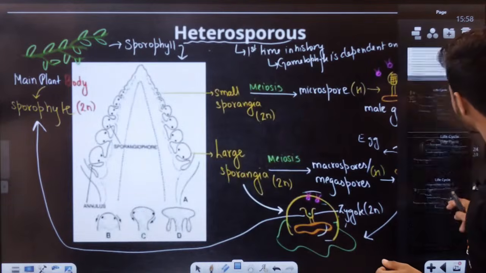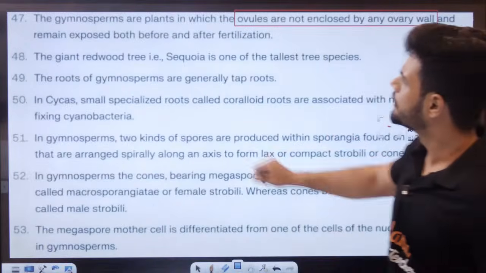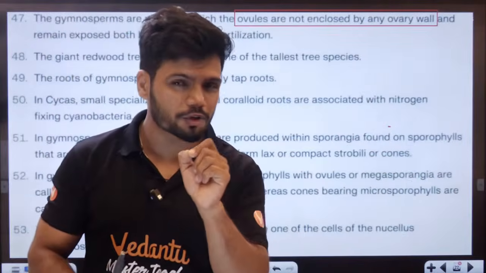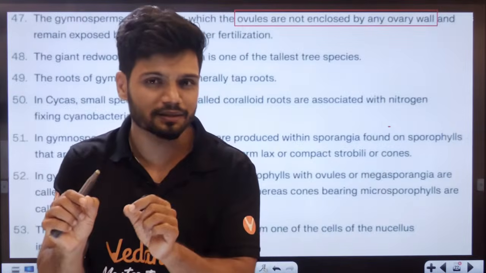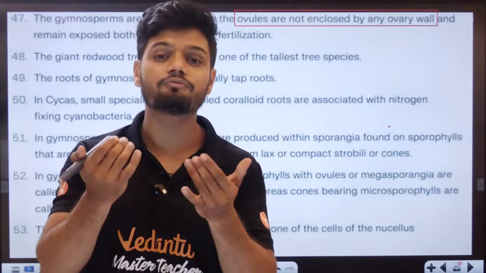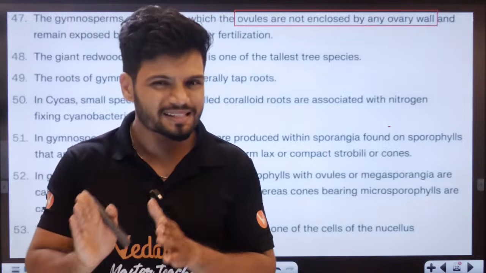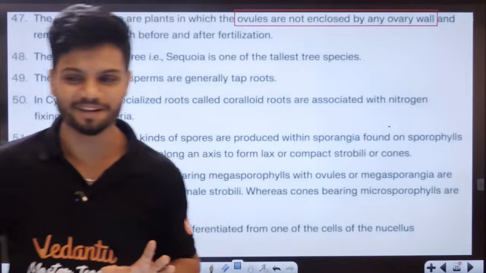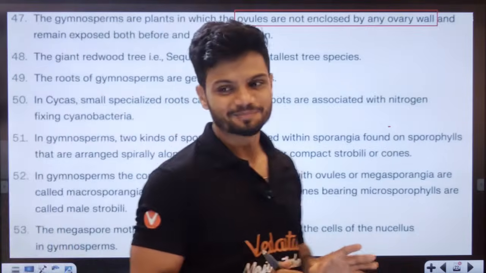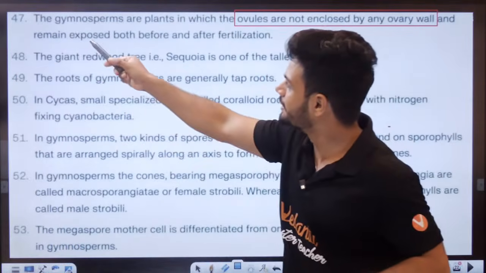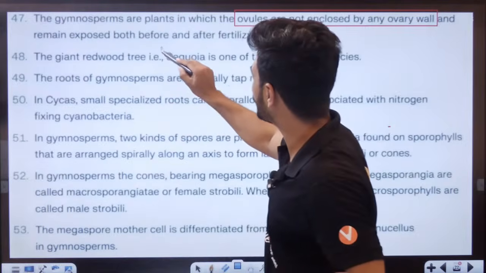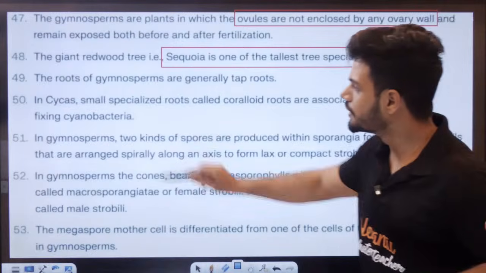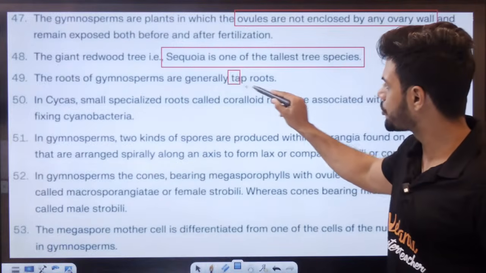Okay, so let's finish this last part. Main thing you have to remember students in your gymnosperms is that gymnosperms के अंदर there is nothing called as fruit formation. All the seeds are naked here. Okay students, now the giant redwood tree of Sequoia is the tallest tree in the world. या इसको याद रख सकते हो, tallest tree in the world, Sequoia. The roots of gymnosperms are generally taproot in nature.